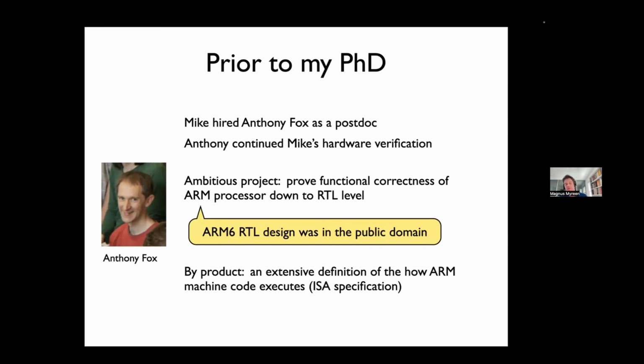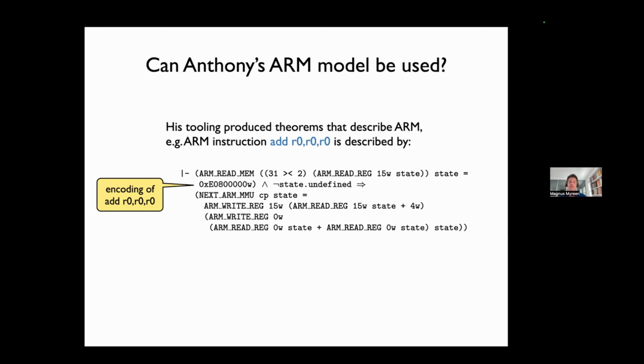A byproduct of this is that there was an extensive definition of how ARM machine instructions execute, so how machine code executes. That's the ISA specification, instruction set architecture specification. And so there was this question: can Anthony's ARM model be used for actual proofs about machine code? Because it's very exact, but it's also very detailed. Can it be somehow used? My work started with this.